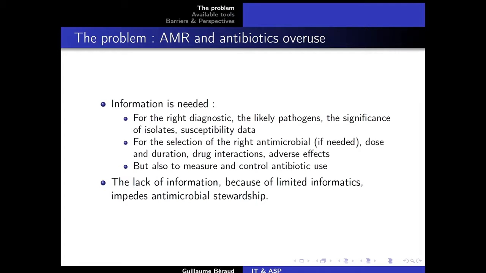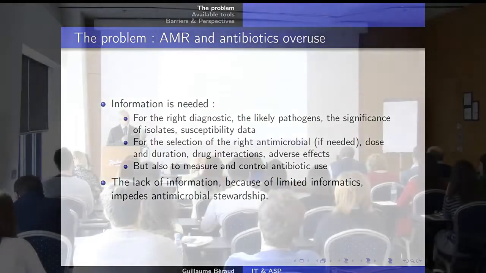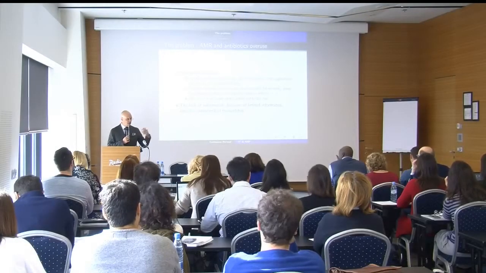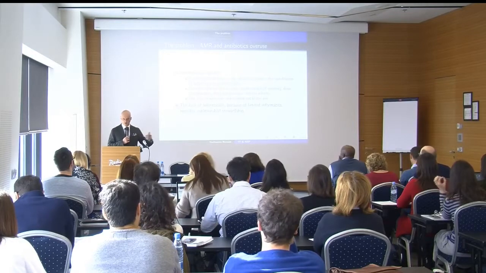What is the significance of an isolate? Okay, you've got bacteria, you've got E. coli in a urine sample. What does it mean? Is it an infection? Is it a colonization? So we need a lot of information. If you only have the urine sample, it's not enough. We need more information about clinical information, biological information, etc.